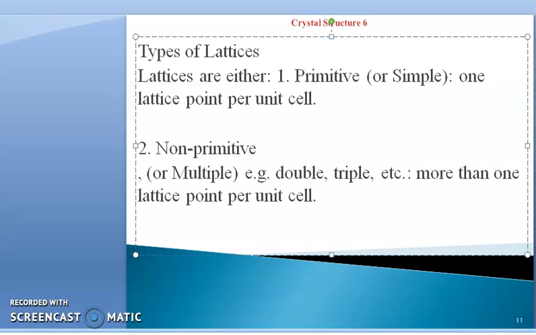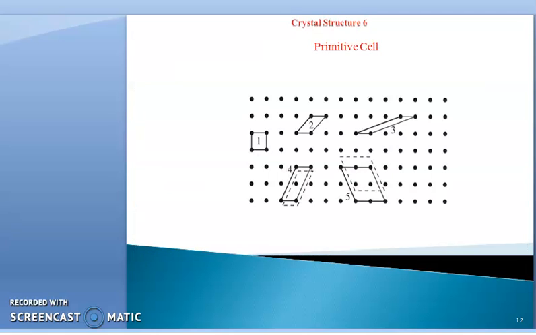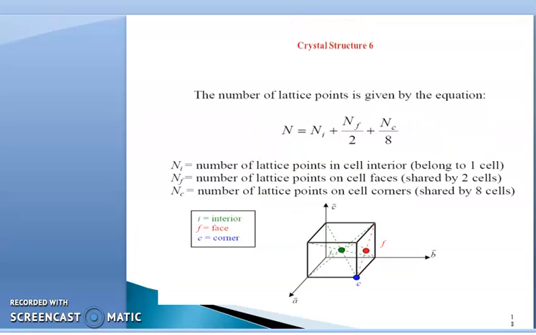I will show you a figure of primitive. Here primitive, only one lattice point. This figure you carefully see. And how to obtain the number of lattice points? It is given by the mathematical equation n = ni + nf/2 + nc/8. Then you may ask, what is ni, what is nf, what is nc?